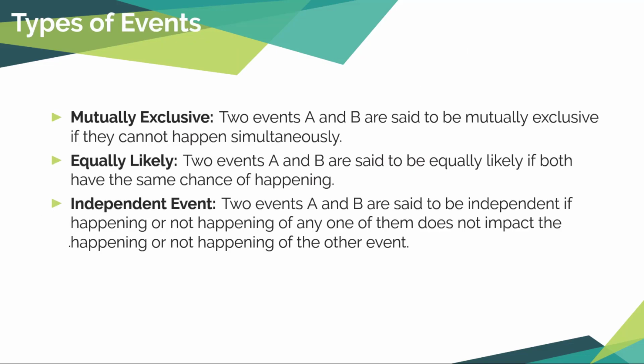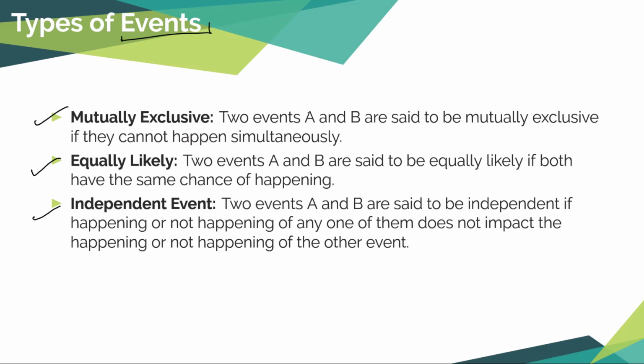Now next, there are 3 types of events. So far we have learned what an event is. Now there are 3 different types of event. The first one is called mutually exclusive, the next one is called equally likely, and the last one is called independent events, right? So what is mutually exclusive?